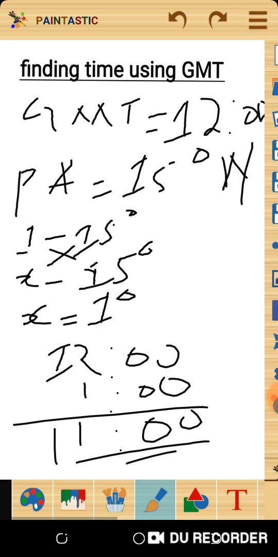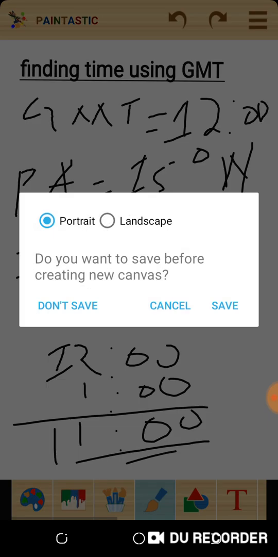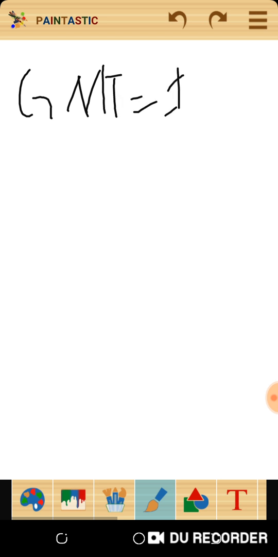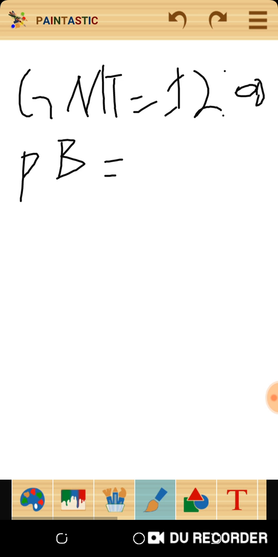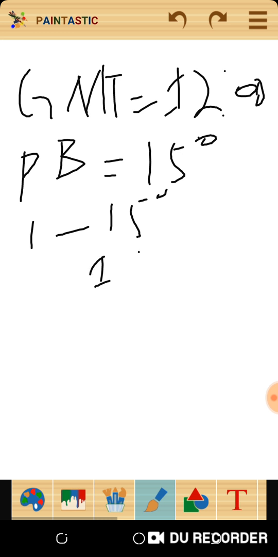What about if you have been given a place that is on the east side? So GMT, using the same time, is 12 hours. Now you have been given a place that is on the east side, for example 15 degrees. So I use the same formula. 1 hour is equal to 15 degrees. What about 15 degrees is equal to x? So x is equal to 1 hour.